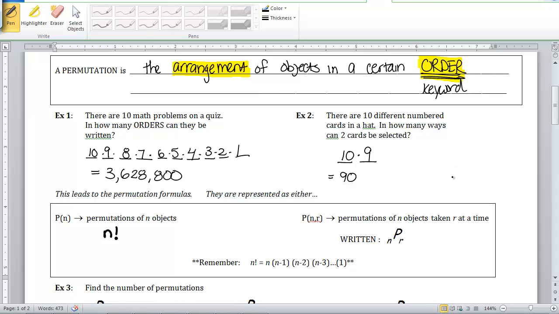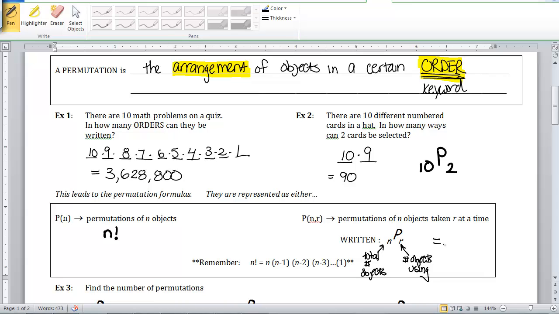Example 2 was an example of a permutation of n objects taken r at a time. What this means is that we had 10 objects, but only took 2 of them. This is written, again, with n being the number of objects and r being the number you're taking. If we wanted to calculate example 2 without doing our basic counting principle of 10 times 9, I would need to follow the permutation formula for n objects taken r at a time.